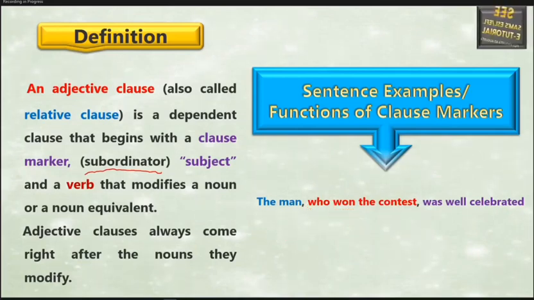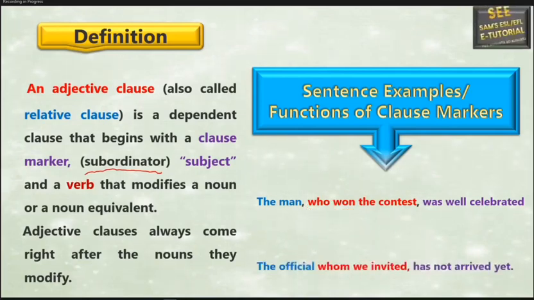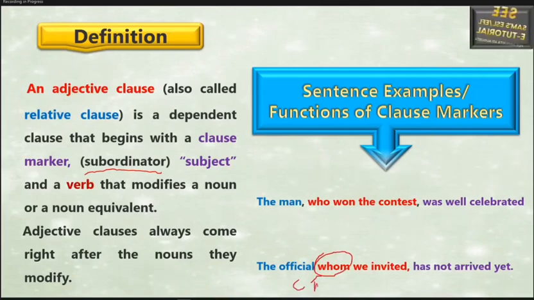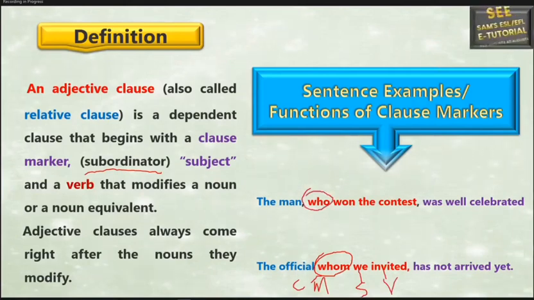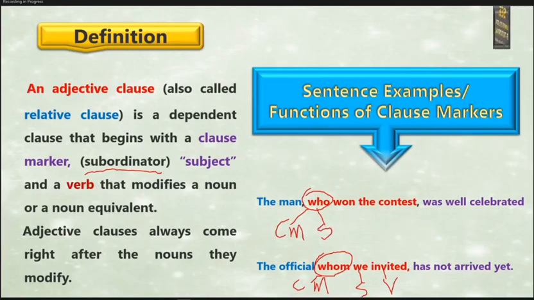Now consider the second example. We have, the official whom we invited has not arrived. Now the clause marker remains whom. Take a look at this. This is the clause marker whom. It performs its function as the clause marker, and then we have in this case the subject, we, and of course the verb. So like I said, in the absence of a subject, the clause marker performs dual function. It functions as the clause marker, and it functions as the subject. So here we have our verb. Take a look at this and study it closely.